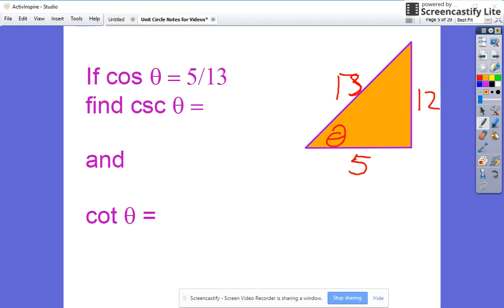So cosecant, which is 1 over sine, is going to be hypotenuse over opposite. And we're done with that one. And then cotangent, well, cotangent is going to be the reciprocal of tangent. Tangent is opposite over adjacent, so this is going to be adjacent over opposite.